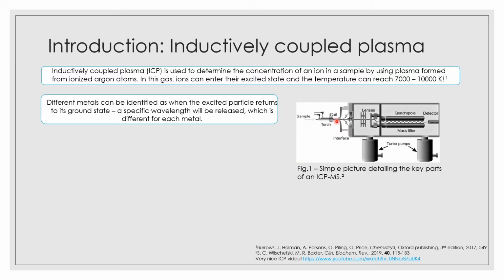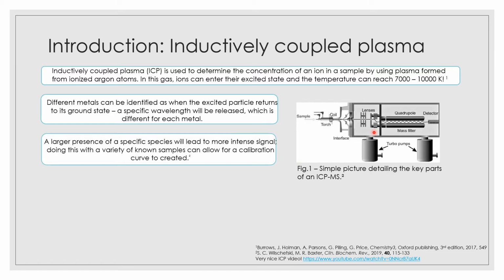The final bit is for the lenses and or mirrors to amplify the signal, and that's how it gets to the detector. But another good thing about this method is not only can we identify ions, we can also determine their concentration, which is the whole point. A larger presence of a specific ion will lead to a more intense signal, and from this we can figure out calibration curves and the like.